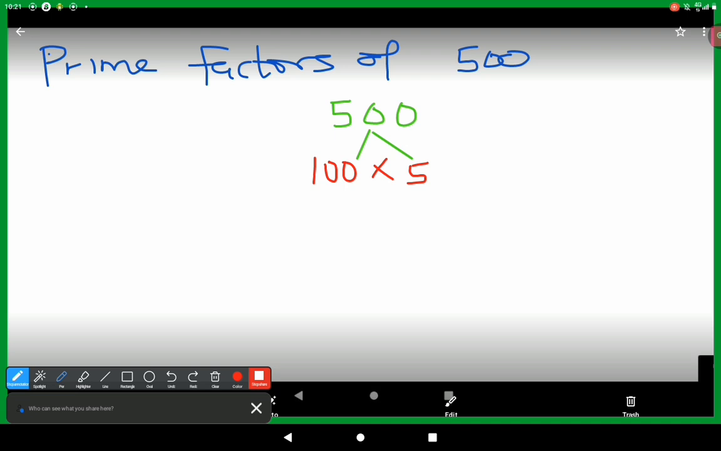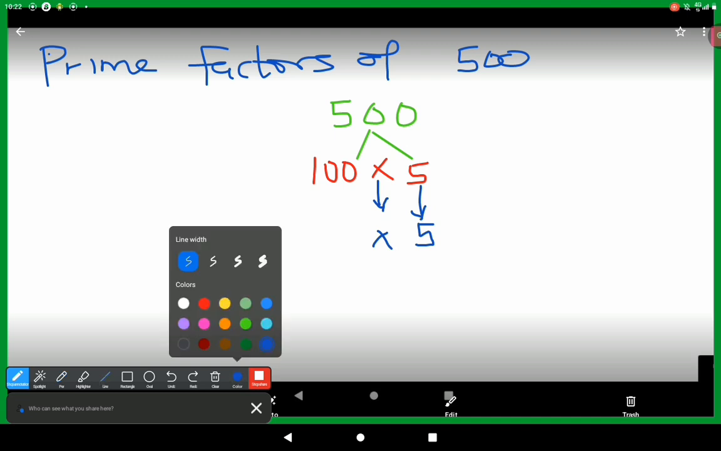Now don't forget, ask yourself, is 100 a prime number? No, it is not a prime number. Okay? Is 5 a prime number? Yes, 5 is a prime number. So I don't need to touch any of my prime numbers. I'll just put them down. 5, because it's already a prime number. So put my sign down as well. Times.